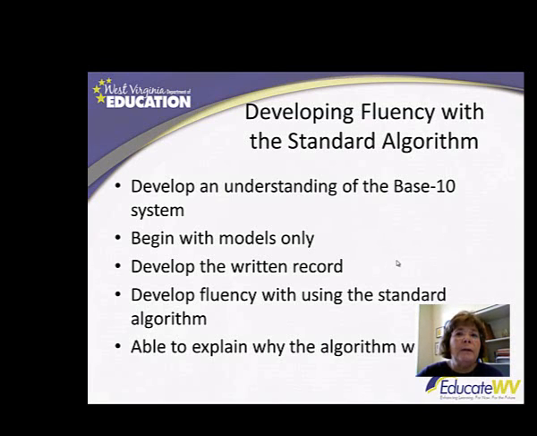That written record is a way for us to convey meaning, and we develop fluency by using the standard algorithm. And they determine within the progression document and the works that I've read, fluency with the standard algorithm means they're able to complete it without the use of visual models. Now, we sometimes jump too quickly to the use of that standard algorithm. We need to make sure students have plenty of time to work with models, so as they make that transition, they're able to make it with understanding. And above all, we have to make sure students are able to explain why that algorithm works. Why are they able to get the correct answer?